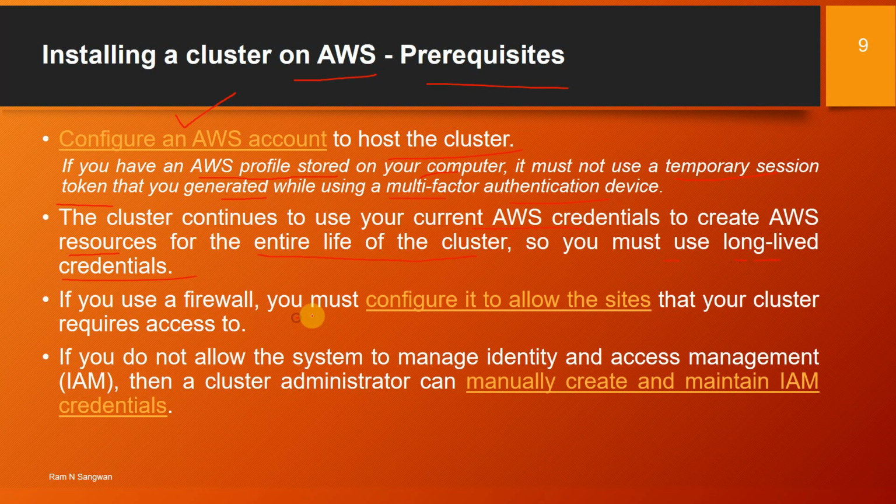If you use a firewall, you must configure it to allow the sites your cluster requires access to. Refer to this documentation: docs.openshift.com/container-platform/4.6/installation/install_config/configuring-firewall. The link is given. If you do not allow the system to manage the identity and access management system, that is IAM, then the cluster administrator can manually create and maintain IAM credentials. Refer to the link for this particular thing. I have included the link. I'm pausing here so that you can refer to the link given for the specific additional notes on these topics.